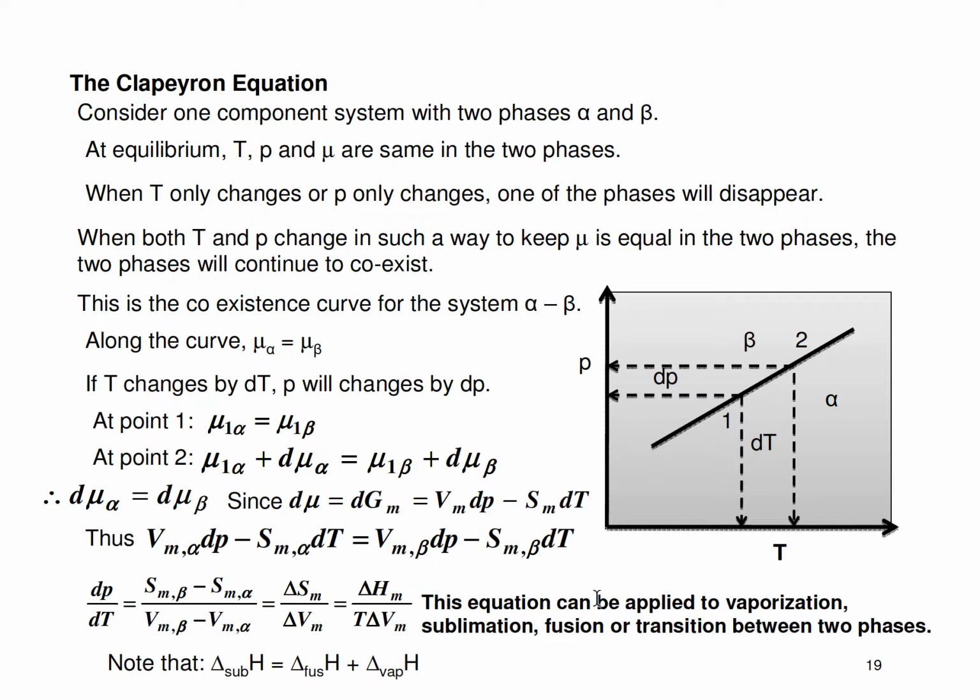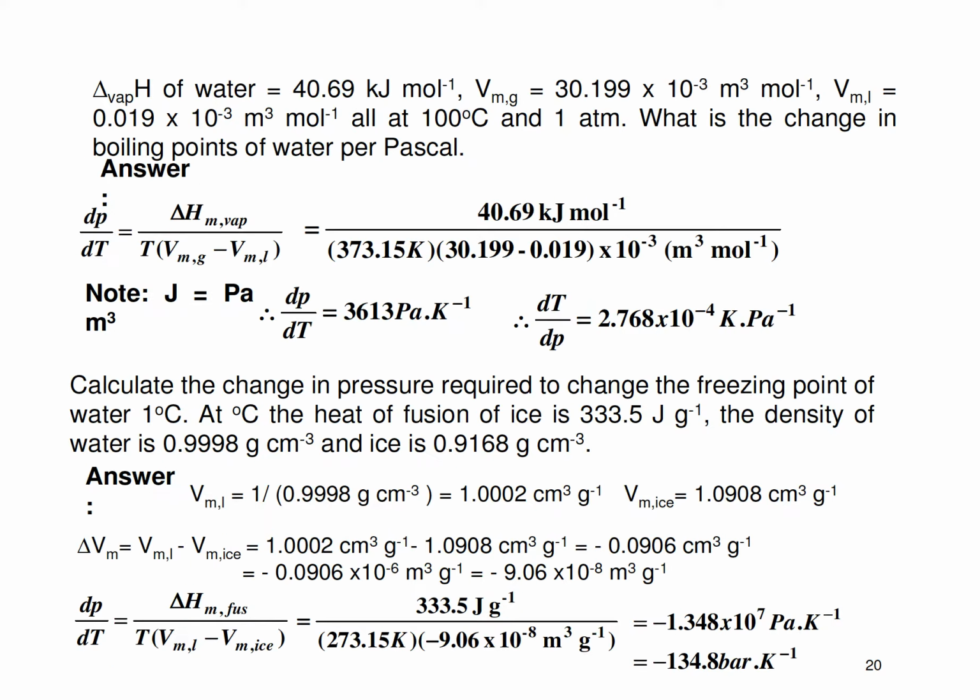Okay, next one. The heat of vaporization of water is 40.69 kilojoule per mole. Given this value, what is the change in the boiling point of water per Pascal? So we can use the previous equation. We have all the data given here, and then we can get dT per dP, which is the boiling point per Pascal, right? Remember, the unit is very important.